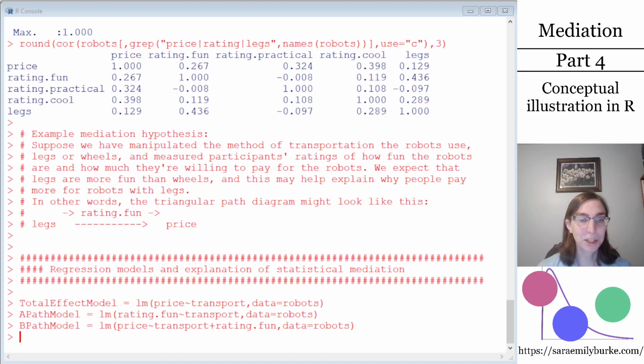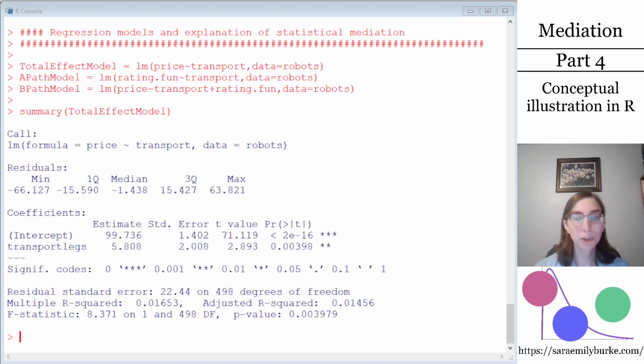And finally, the B-path model is a regression model that has two predictors, transport and rating.fun, both predicting price. So in this model, I will be able to learn the magnitude of the association between fun and price adjusting for transport, and the magnitude of the association between transport and price adjusting for fun. Here's a summary of the total effect model.